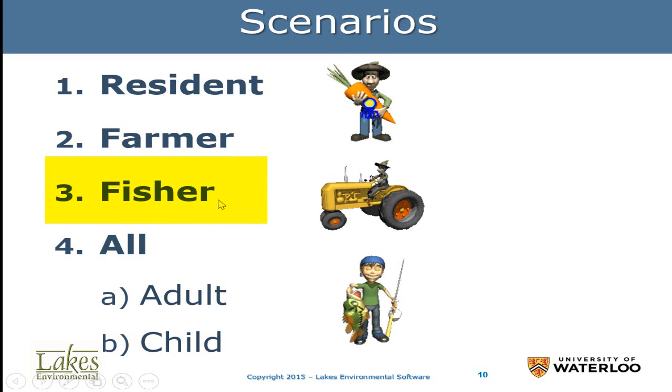The fisher will only fish on the pond and eat the fish from the ponds or small lakes and get contaminated by the fish. Everybody can drink water from that lake, filter water, and drink the water. All these three scenarios will have an adult component and a child component. We need to compute them separately.